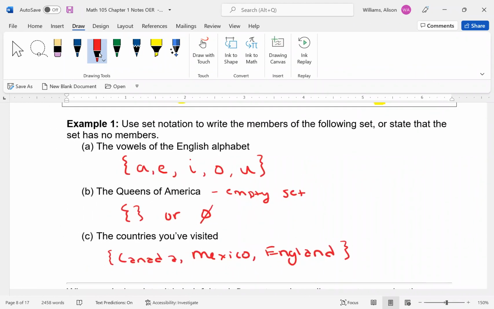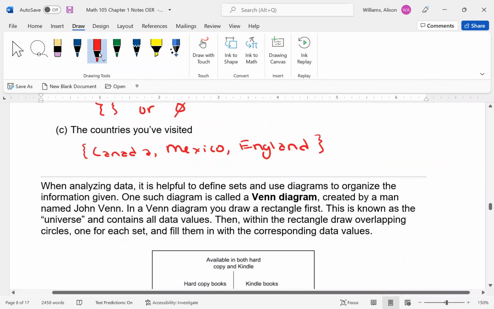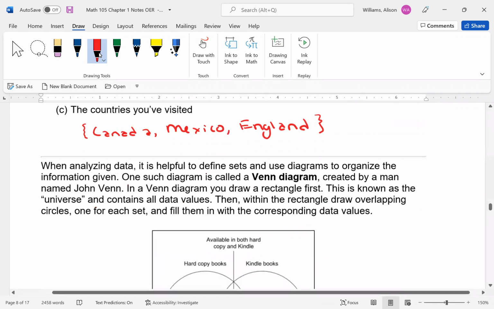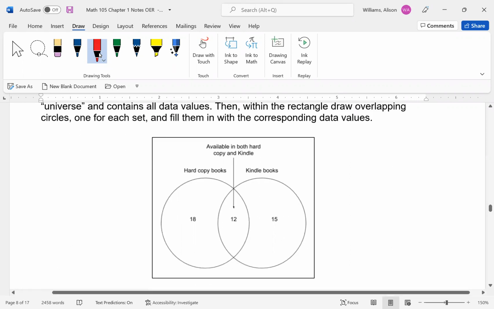Okay, so here's what we're going to really use for sets. What we're really interested in is Venn diagrams. So John Venn created these diagrams as a way of visually looking at information. The first thing you do is draw a rectangle, and that rectangle represents the whole universe, all possibilities. Then we have circles that represent our sets. In this particular case, we're talking about books that are available in hard copies or Kindles. So there's the set of all books that might be outside of that, right? Things that might not be available in either hard book or Kindle, right?